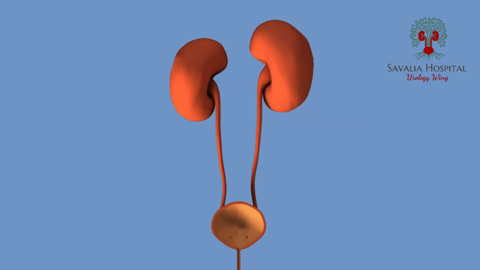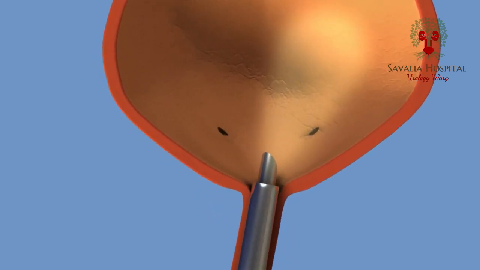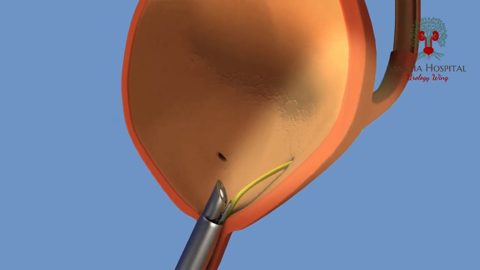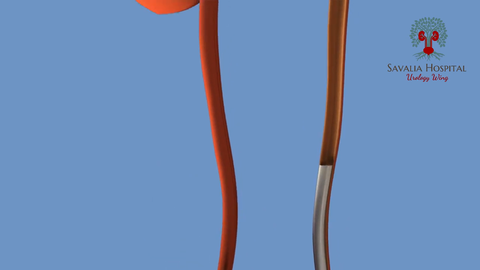Ureteroscopy is typically performed with the patient under general anesthesia. A small tube is passed through the urethra into the bladder, and from there up into the ureter and into the kidney. A contrast study may be performed to assess the anatomy of the renal collecting system before stone removal.